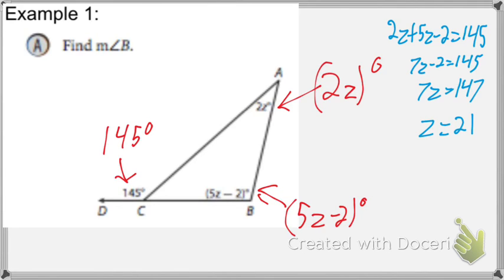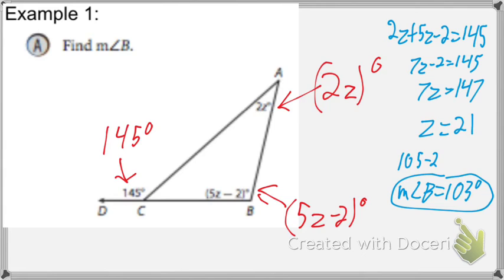Could you plug it into A and B just to double check our work? Totally, you don't have to, but you could. Let's plug into angle B for our answer though. So we have to do 5 times 21, which is 105 minus 2. So the measure of angle B is 103 degrees. Meaning, if you add up to 145, measure of angle A should be 42 degrees, which it is. Questions on that?